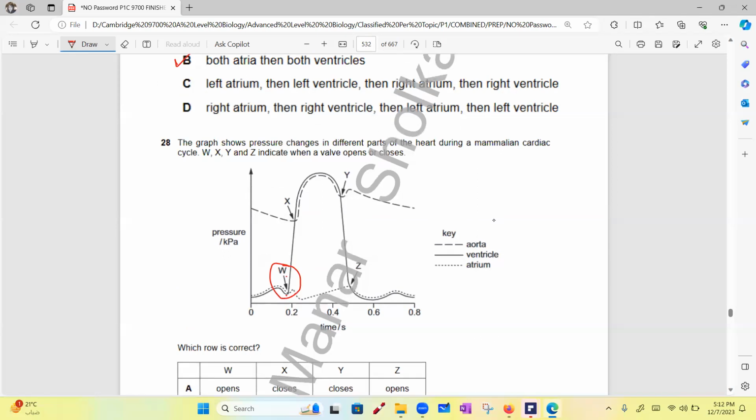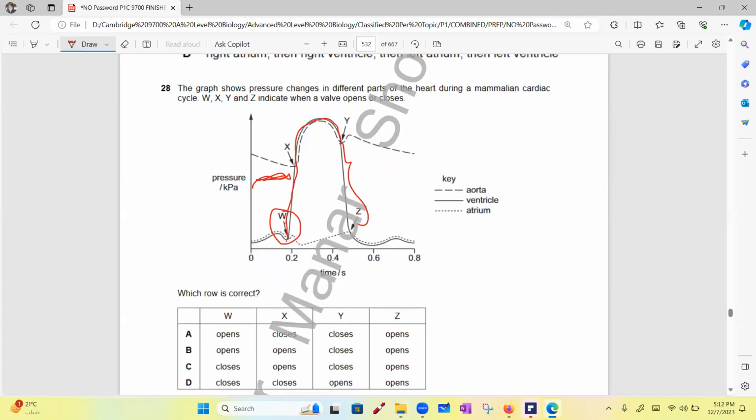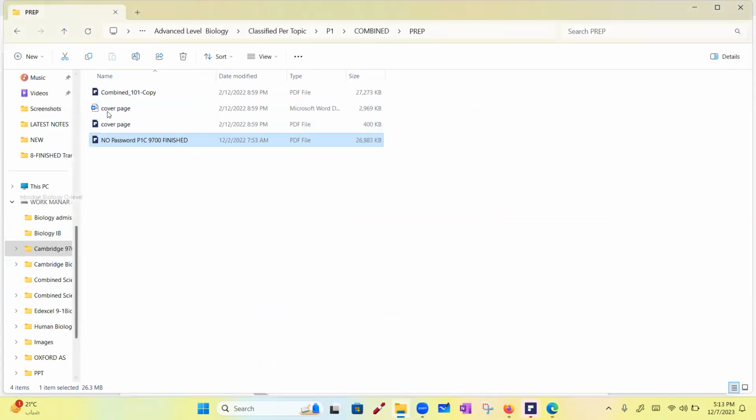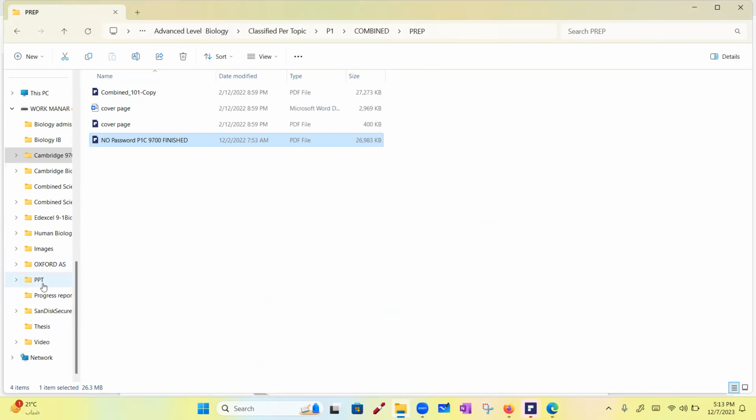Yassine, this part is the atrial systole. This part, when the pressure increases so much, this is the ventricular systole. When do the semilunar valves open? At W or X? Yassine, I'm not sure. Why are you not sure, Yassine? Why? How many times did we talk about this?